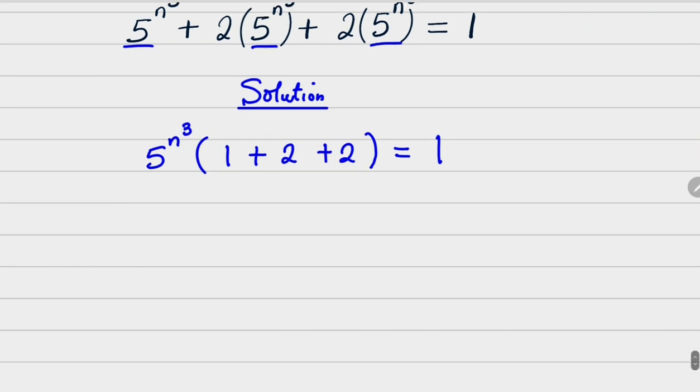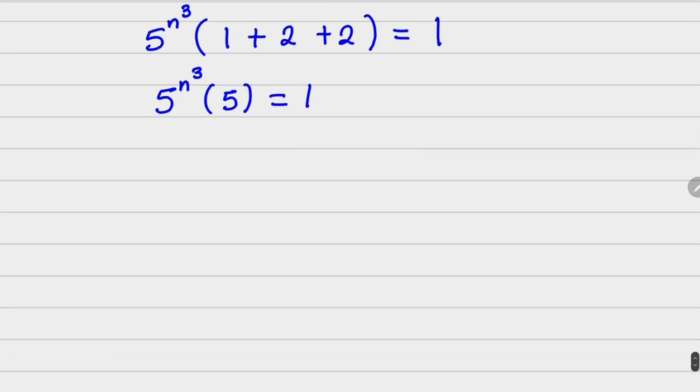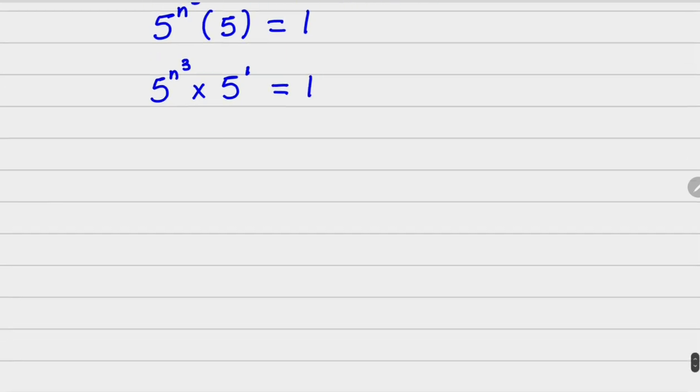Now, it seems as if you may not be able to use it to do anything, but just watch out for this next step. You see, this is 5 raised to power n raised to power 3. Then this, when you add everything, is 5, okay? So it's not making sense. And this, you are going to have 5 raised to power n raised to power 3, then times 5, of course, is raised to power 1, is equal to 1. Do you know that this is the same thing as saying 5 raised to power n raised to power 3 plus 1? In case you don't know or you can't recall, let me show you this, okay?